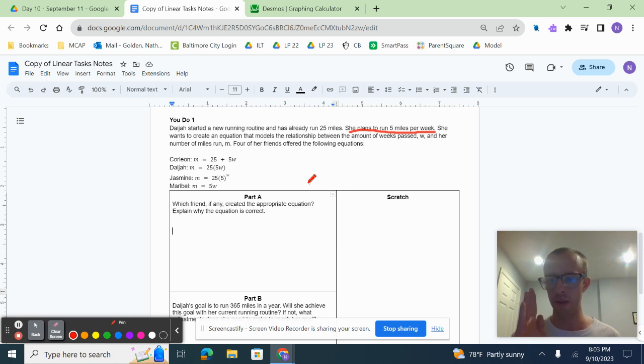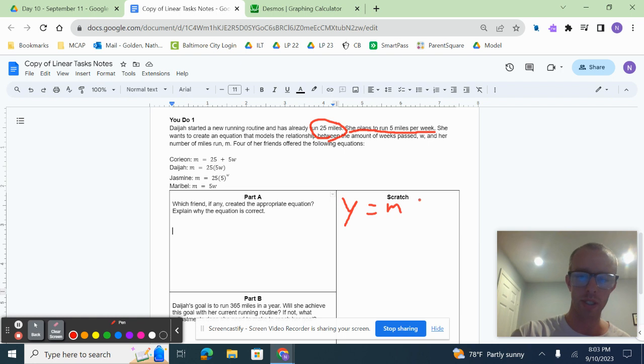She runs the same amount each week. Remember, linear equations have a constant rate of change. So it's going up constantly, 5 every week, 5 every week. And of course, she has a beginning where she has already run 25 miles. So we know we can use the equation y equals mx plus b. And I can fill these in, right? She began at positive 25 miles. She's going up 5 per week, and this all equals how much she's run.